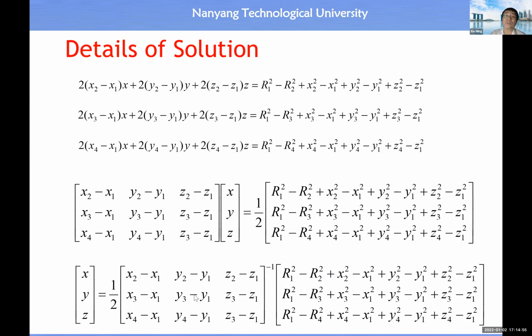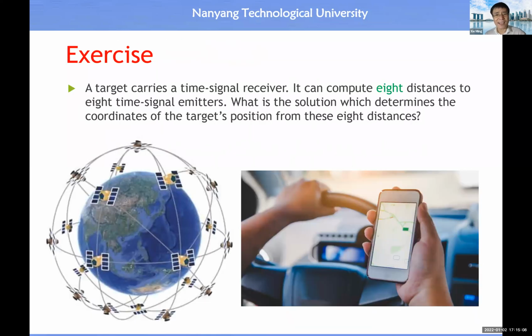Then we can compute the inverse of this square matrix. Then immediately we have a formula for us to calculate x, y, z. All right, so it's quite straightforward. And this is an exercise for you to do at home.